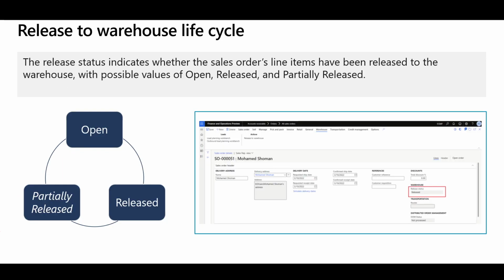When you perform the release to warehouse step, the release status of the sales order will be updated with one of the following three statuses. The first one is open, which indicates that the sales order has not been released to the warehouse yet. Then when you release the sales order to the warehouse, the status will be either released if the entire order lines have been released to the warehouse, or partially released in case one or more order lines have not been released.